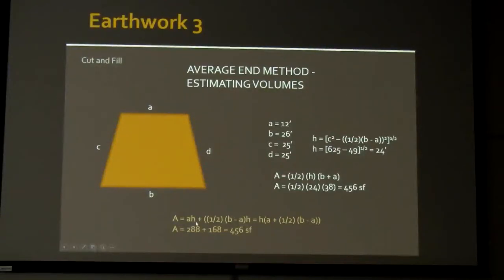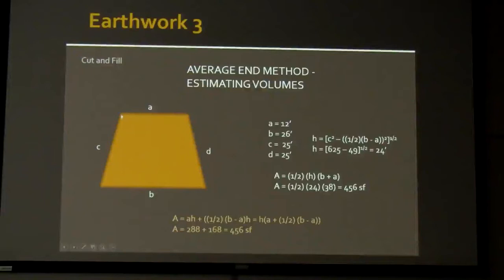A is equal to a times h. This is just another formula that we could use by using our own reasoning. A is equal to a times h plus 1/2 of b minus a times h, and that's equal to h times a plus 1/2 times b minus a. And so A is equal to 288 plus 168, which is equal to 456 square feet.